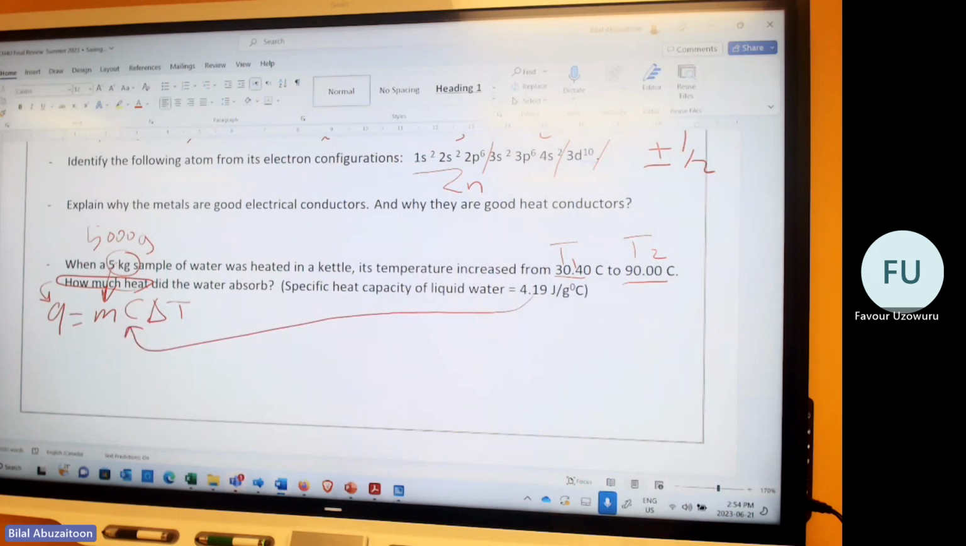Can you do it? Just plug in the numbers and find the Q. And the unit is kilojoule. Sorry, in this case, joule. Depends on the unit of C: 4.19 joule per gram per degree Celsius. That's why we converted the kilogram into gram, because the C has gram units. And the temperature is Celsius because the C has degrees Celsius.